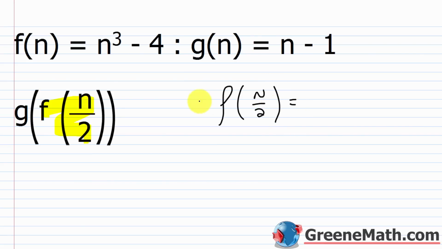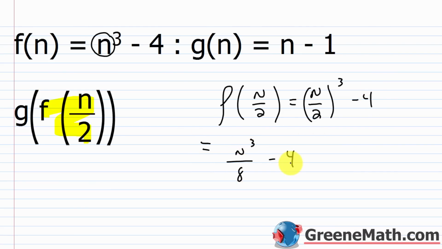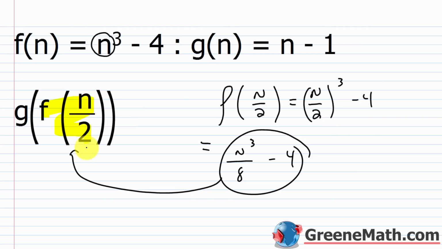So that's going to be equal to what? Well, I take f of n, and I just plug in an n over 2 everywhere I see an n. So here's an n there, so I would plug in n over 2, and it's cubed, and then minus 4. So this would end up giving me n cubed over 2 cubed, which is 8, and then minus 4. Now, you can get a common denominator going if you want. I'm just going to leave it as it is. So f of n over 2 is n cubed over 8 minus 4. So I might as well say this is equal to g of n cubed over 8 minus 4.